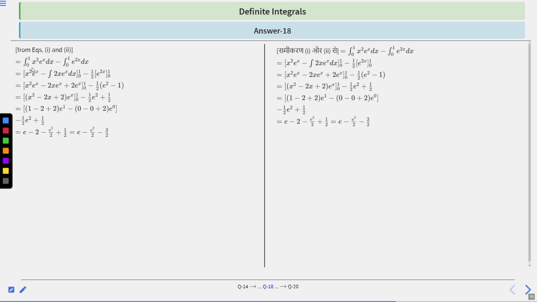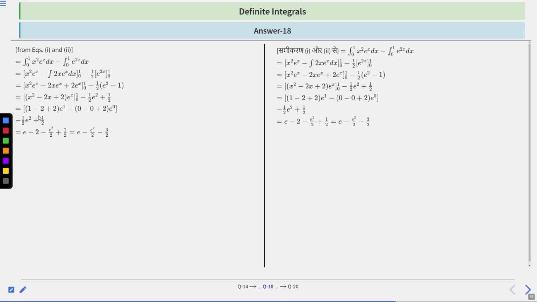By using integration by parts in this section, you will get x squared e to the power x minus integration of 2x e to the power x dx, limit from 0 to 1, minus the integration of this, which will be 1 by 2 e to the power 2x, limit from 0 to 1. After solving, you will get x squared e to the power x minus 2x e to the power x plus 2 e to the power x, limit from 0 to 1, minus 1 by 2 (e squared minus 1), which after solving gives (x squared minus 2x plus 2) e to the power x from 0 to 1, minus 1 by 2 e squared plus 1 by 2, right?